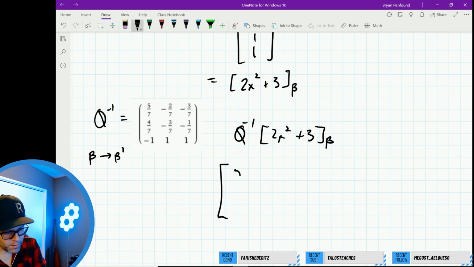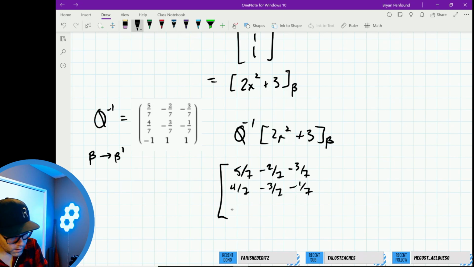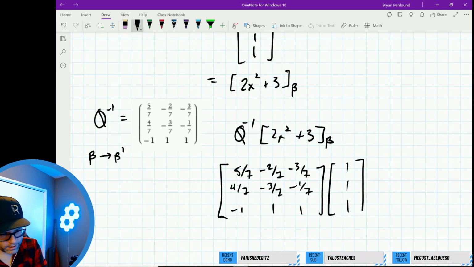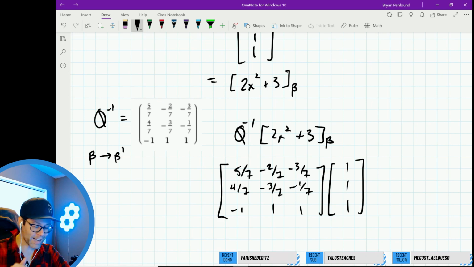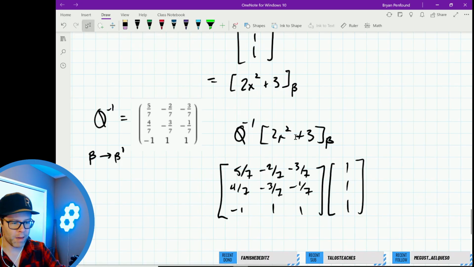So let's take our 3 by 3, which is 5 sevenths, negative 2 sevenths, negative 3 sevenths, 4 sevenths, negative 3 sevenths, negative 1 seventh, negative 1, 1, 1. We're going to go ahead and take 2x squared plus 3. With respect to basis beta, we know that's 1, 1, 1. Multiplying this out should hopefully give us 0, 0, 1, because we know that this is the third basis vector in beta prime.